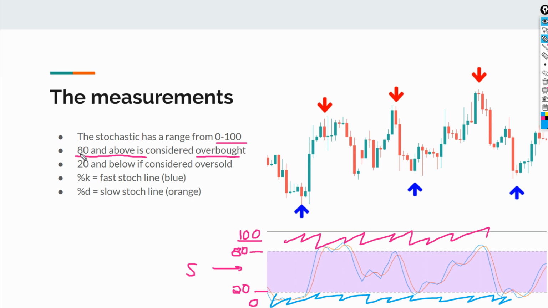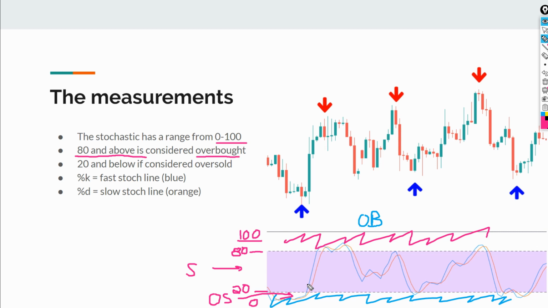So remember, we said that 80 and above is considered overbought, so we'll put OB for overbought. And down here we have oversold. When the stochastic prints underneath the 20 level, the market is considered oversold. So that's great, but now let's understand a little bit more about what's going on here.